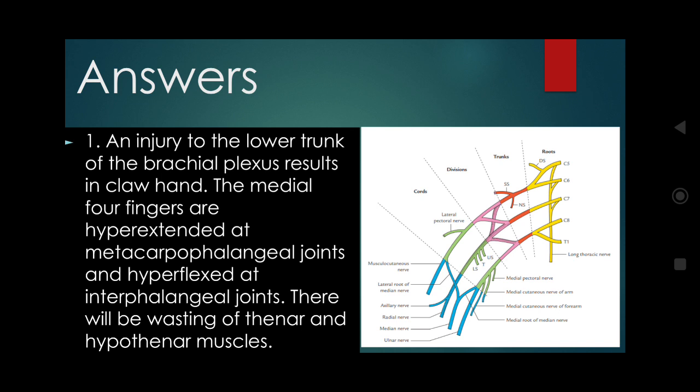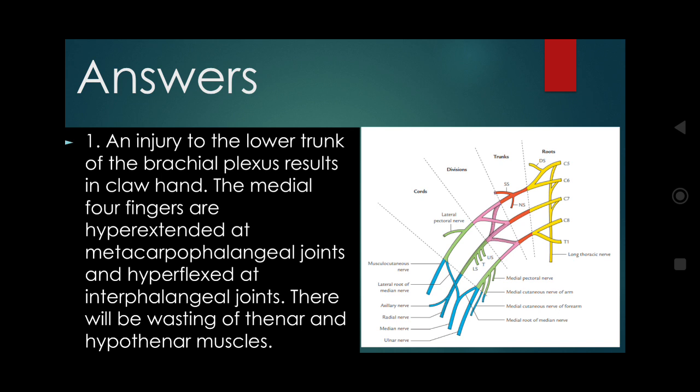In the claw hand, what we can identify is the medial four fingers, that is index, middle, ring finger, and little finger. These four fingers are hyperextended at the metacarpophalangeal joints and hyperflexed at the interphalangeal joints. So these two things you have to find out. The next one is there will be wasting of thenar and hypothenar muscles. These things can be seen in the claw hand. So why claw hand? Why are these muscles getting affected?